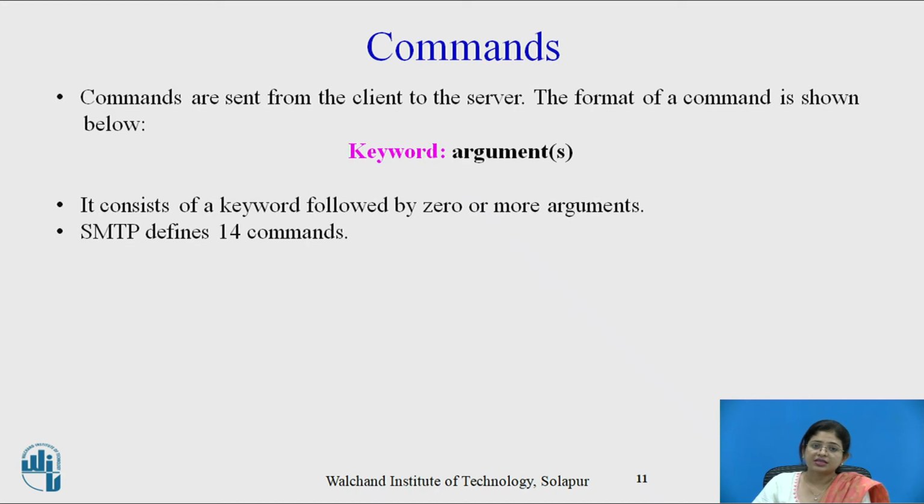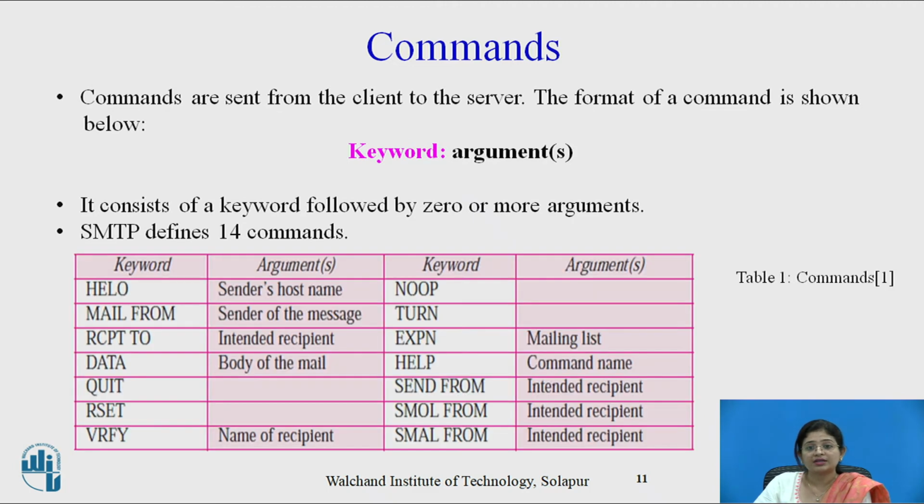Okay. Now, let us see the commands provided by the MTA. The commands are sent from the client to the server. The format of the command is shown below, that is keyword and argument. It consists of the keyword followed by zero or more arguments. SMTP defines a total of 14 commands. This table shows the 14 commands, where some commands have an argument and some have no argument.